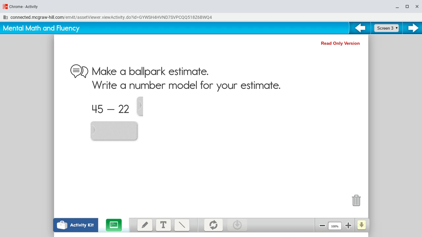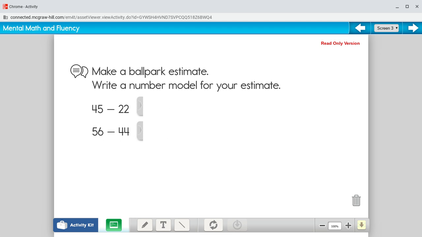I'm looking at the 22, and I'm thinking that I would change that to a 20. Only 2 away from a 20, so it's not a big jump. And my ballpark estimate would be 45 minus 20. And this last one right here, 56 minus 44.